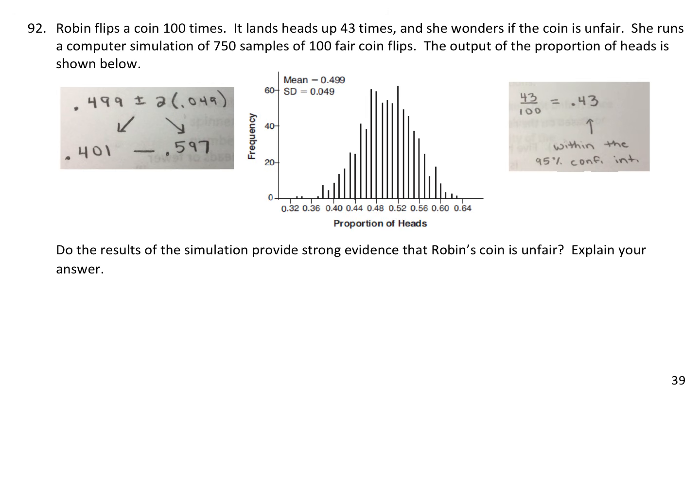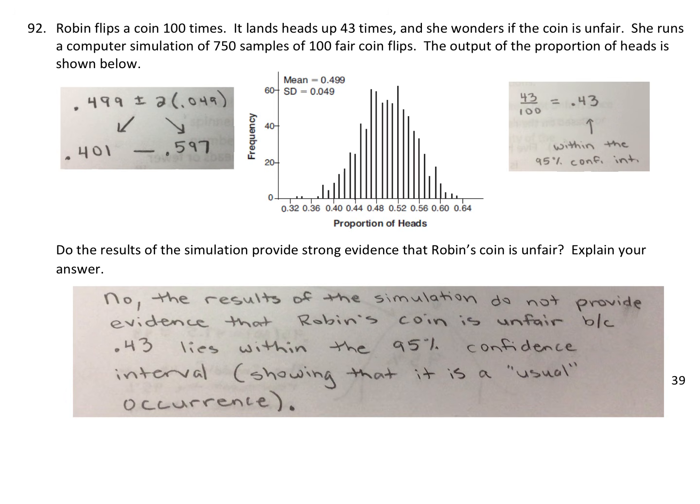And since they're an expected outcome, I would not say that there's strong evidence to support that her coin is unfair. So you guys can write that out. No, the results of the simulation do not provide evidence that Robin's coin is unfair because 0.43 lies within the 95% confidence interval. And what that does is that shows us that it is a usual occurrence.